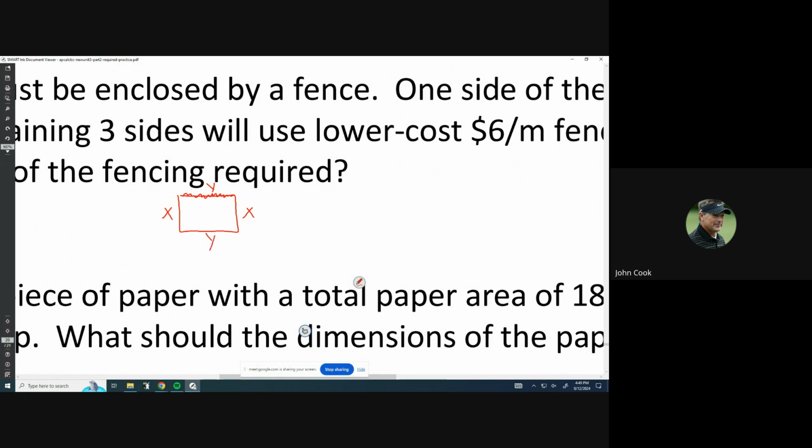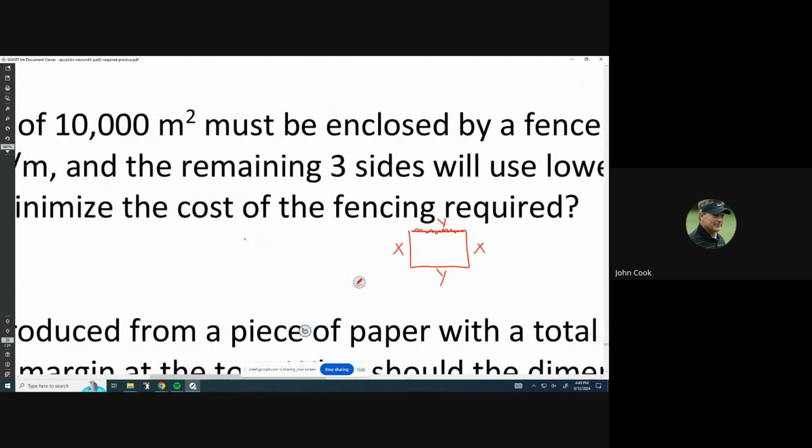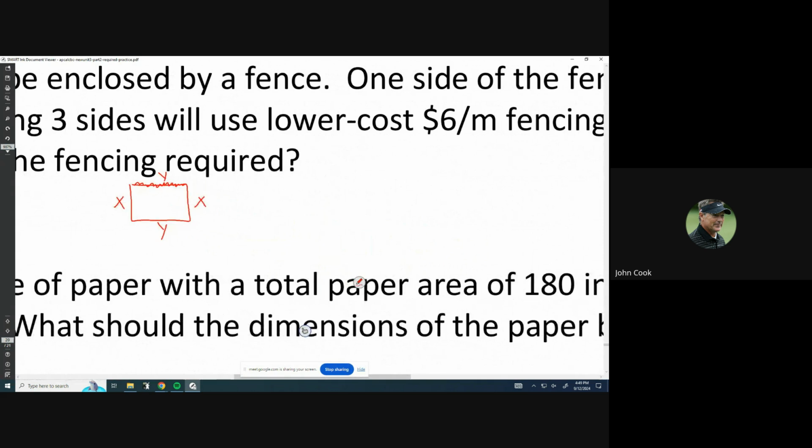And it says that the area is going to be fixed at 10,000 meters squared. So, I know that the area formula for a rectangle is going to be X and Y multiplied together, and it's fixed at 10,000. So it looks like this is going to be our constraint.